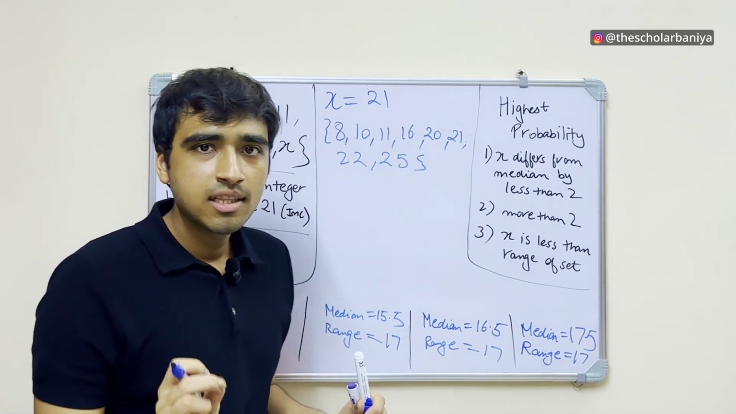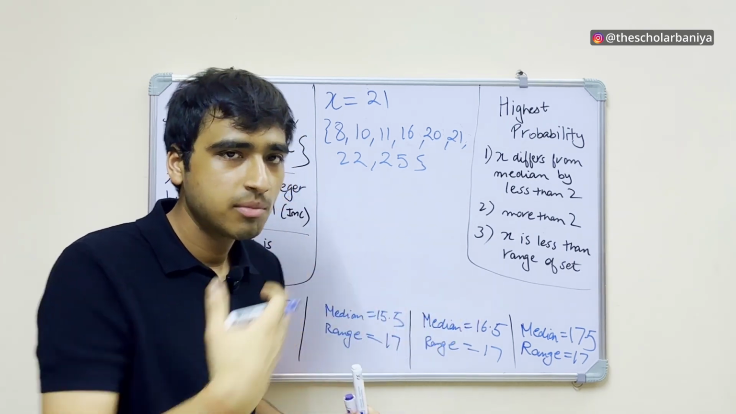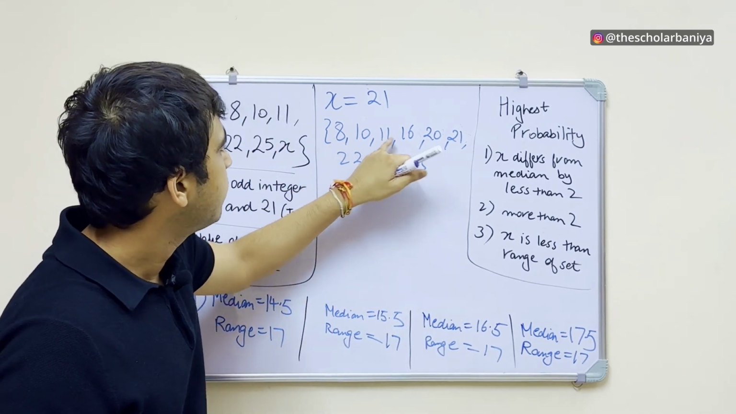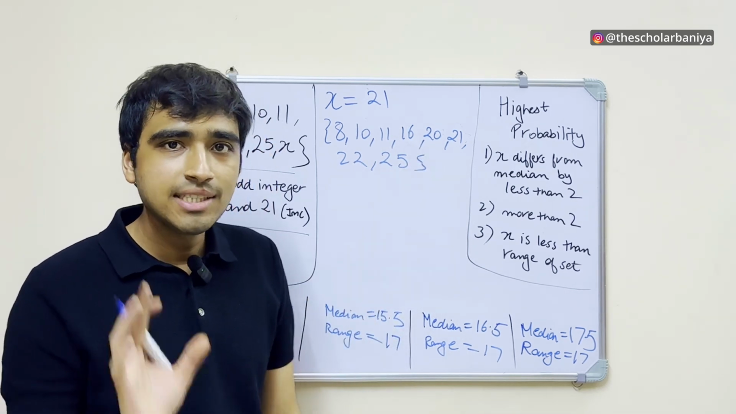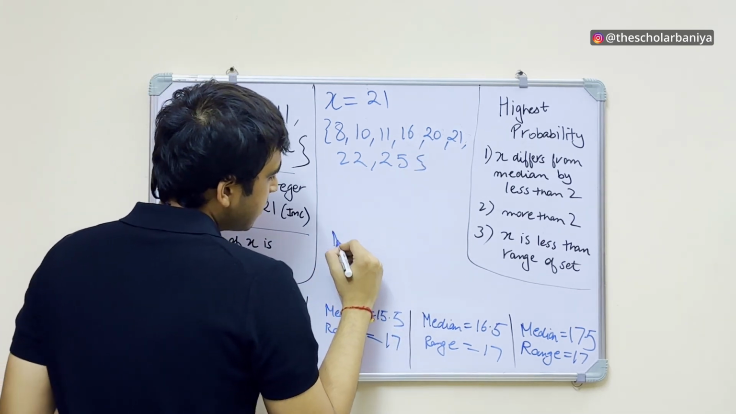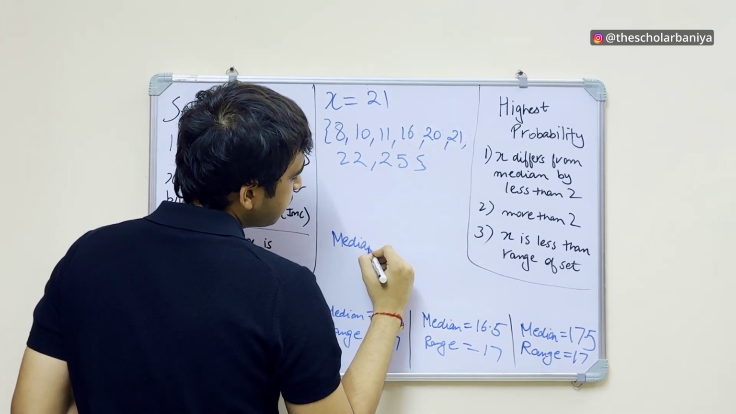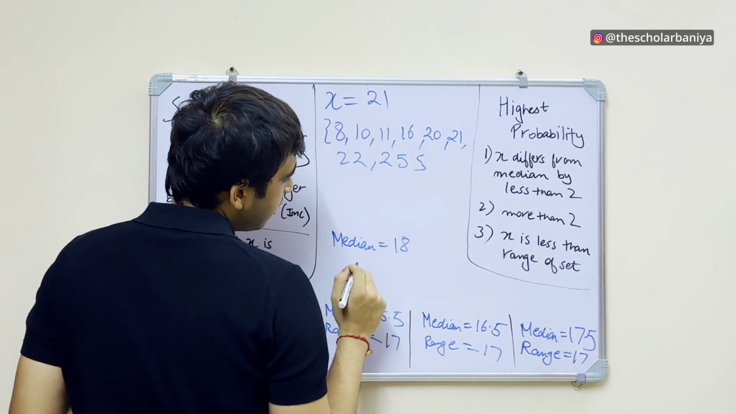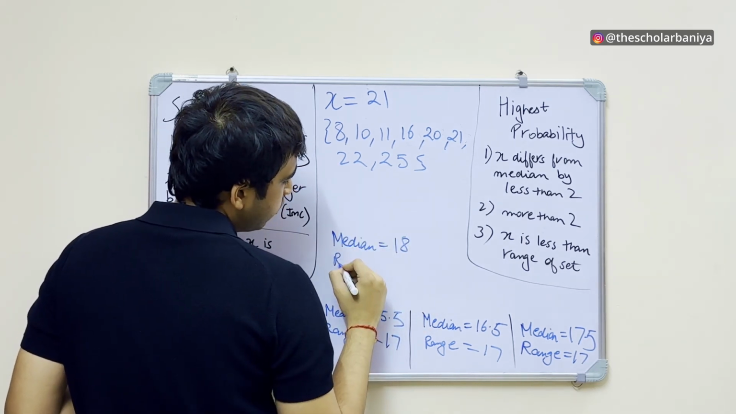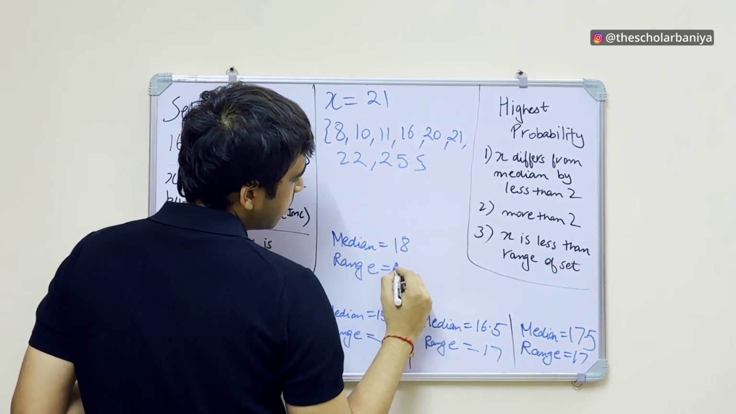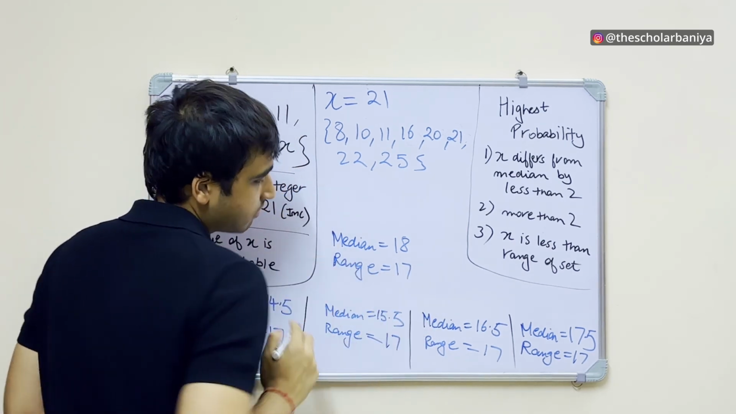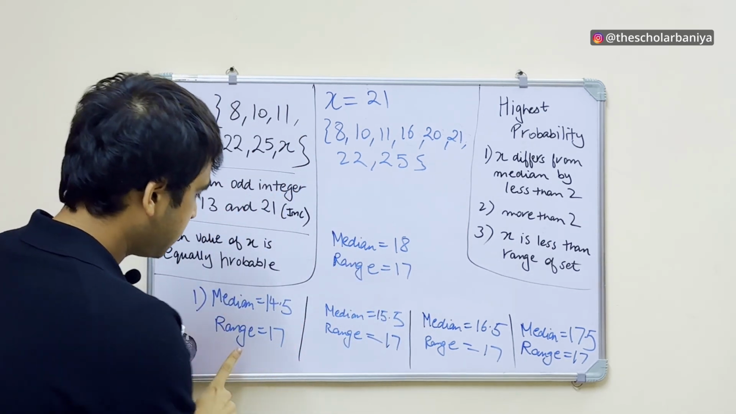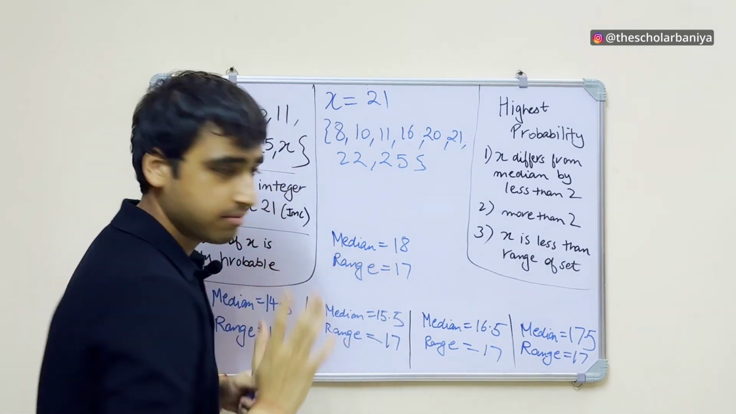So what will be the median? The median will be the fourth term plus the fifth term upon 2, same thing. So 1, 2, 3, 4. 16 plus 20 upon 2, which is 36 upon 2, which means 18. So for this case, the median comes out to be 18 and the range comes out to be what? 17. I hope this is completely fine, right? So these are the 5 cases, 1, 2, 3, 4, 5, right?